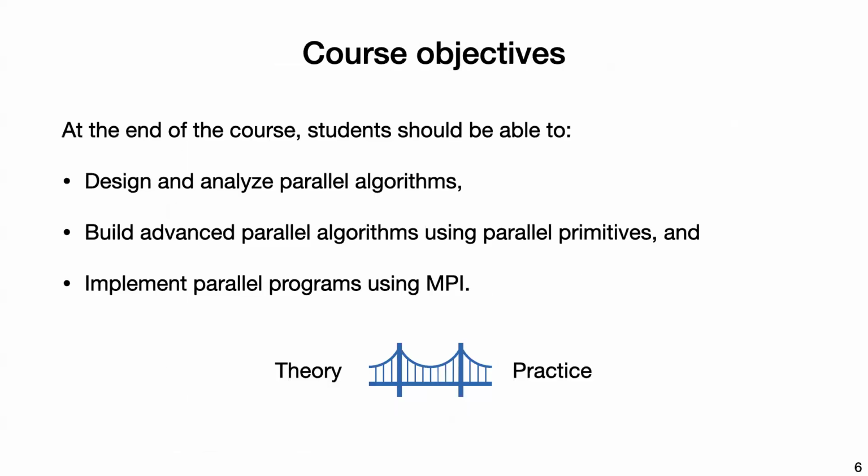The main objectives in the course: this course is mostly theoretical, but there is a practical component to it. For a very practical course, I will probably teach 6030 in the spring, so if you're more interested in implementation and actual performance engineering, you can take that. The main focus of this course is to design and analyze parallel algorithms, to learn parallel primitives and build advanced parallel algorithms from those, and to implement parallel programs using MPI, which is a high-level construct for a distributed memory program.